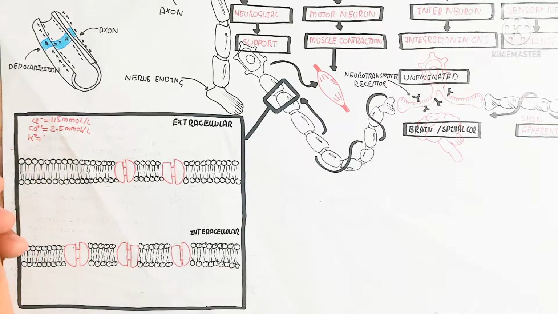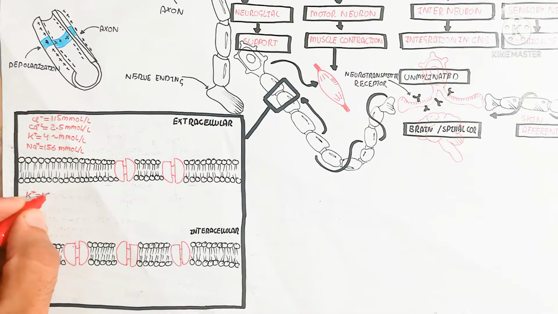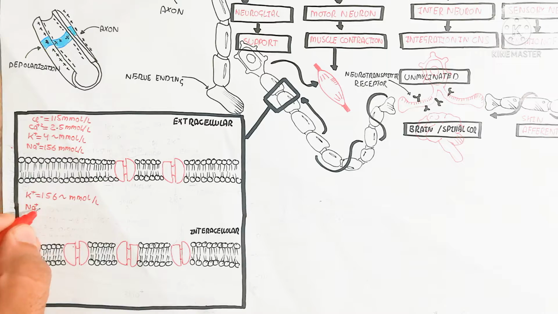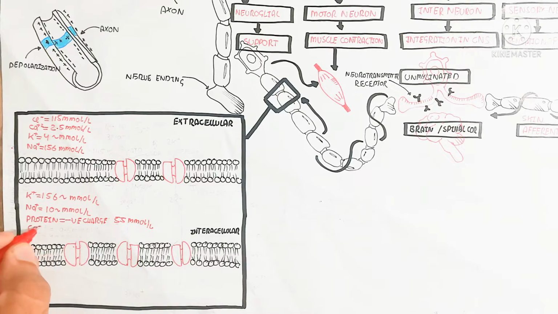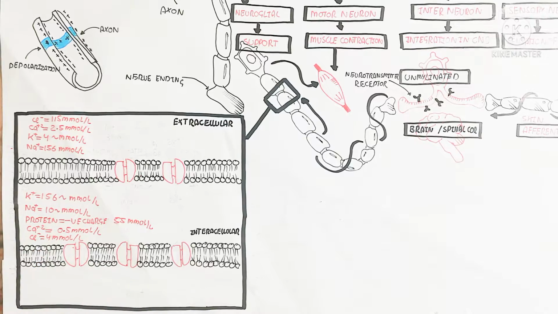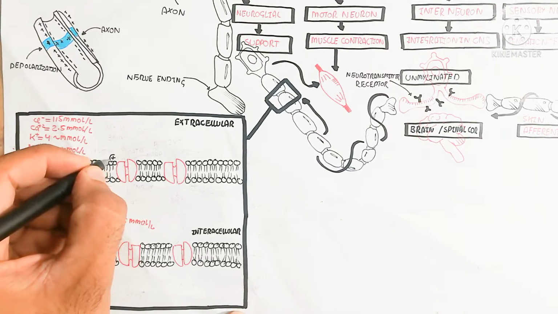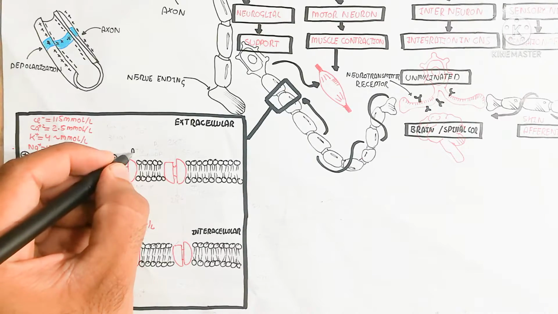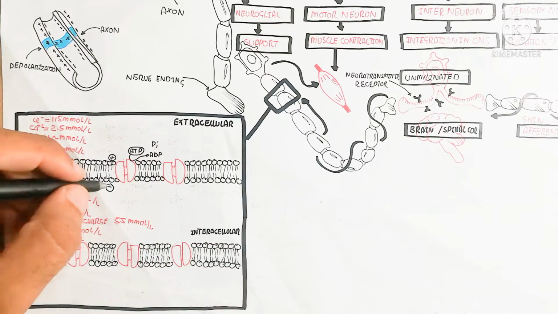For example, chloride is the negative anion, at 115 millimole per liter outside, while calcium is 2.5 millimole per liter, potassium is 4 millimole per liter, and sodium is 156 millimole per liter. But inside, potassium is more, 156, and sodium is 10. It means it is less as compared to the outside extracellular matrix.